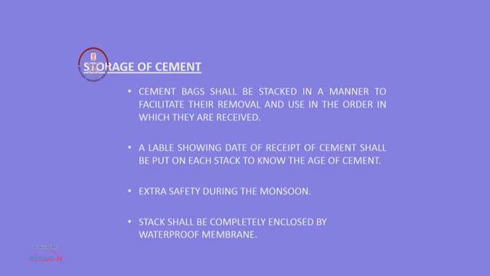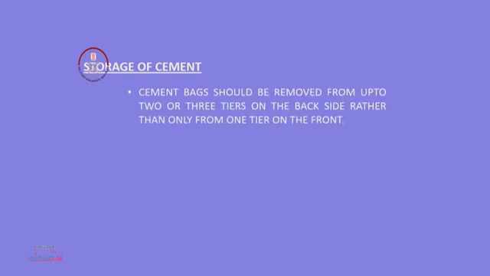In monsoon, water may enter our building, the shed where cement has been stored. So we have to take more care so that dampness and wetness may not enter the shed. That extra precaution is required. We can provide any type of waterproof membrane, and we can enclose our stack with a polythene sheet or any type of waterproof membrane so that cement may not be damaged due to wetness.